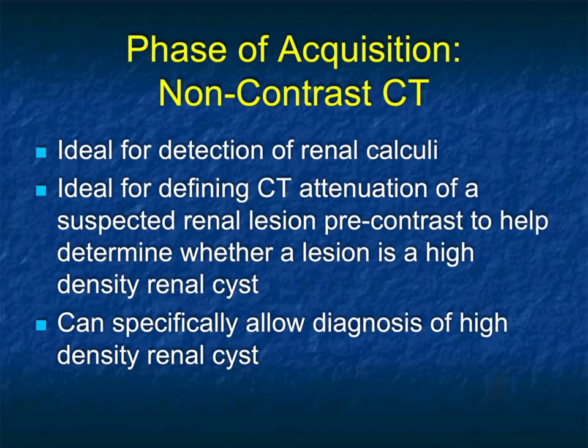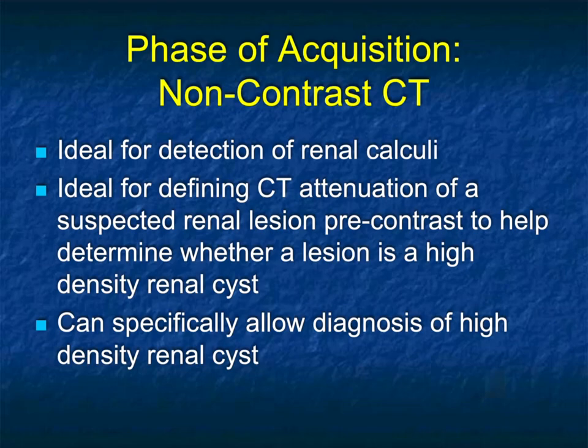The obvious thing is, if a study is a stone protocol only, you do a non-contrast CT. The thing about a non-contrast CT, it's really good for detecting a stone, but you can miss lots of tumors if they don't distort the outline. You can't judge function. There's so many things you don't get on a non-contrast CT, but you do get the presence of calculi. It's also good for looking at the initial value of a renal lesion.